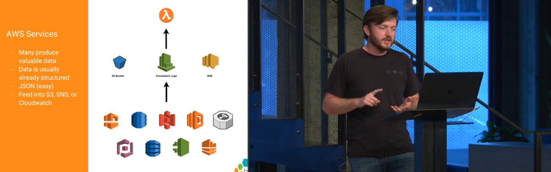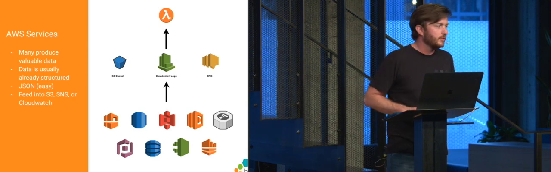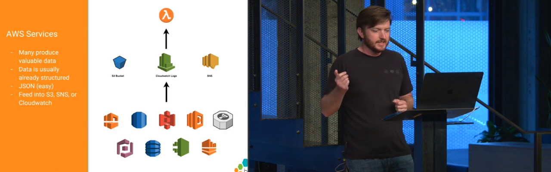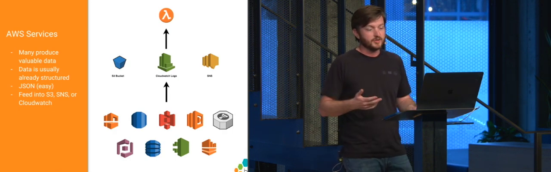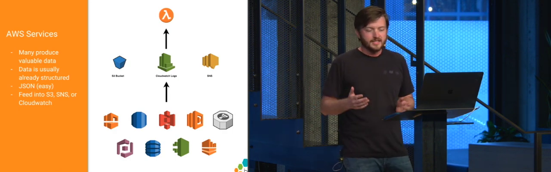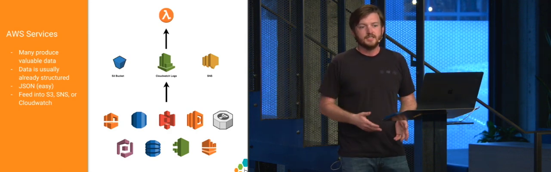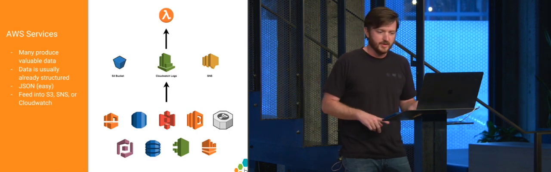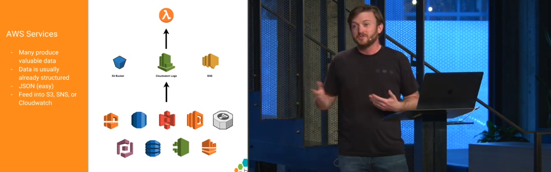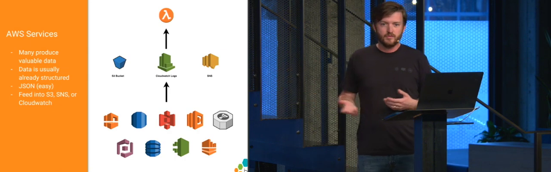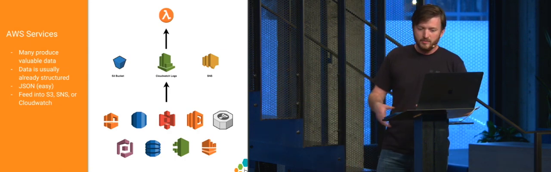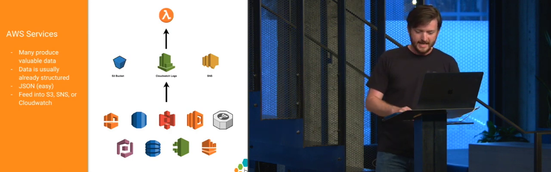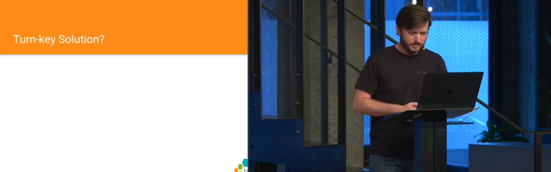You either have something going to an S3 bucket, something going to a CloudWatch log, something going to an SNS topic. And if you can just write a Lambda function that can subscribe to these event streams, you can get data into the system a lot easier. And a lot of Amazon services use this model. Their data is generally already structured. It's usually JSON in some form. And they all feed into one of these three systems for the most part. So we decided to tackle it from that angle.